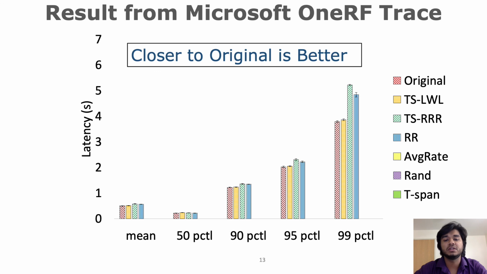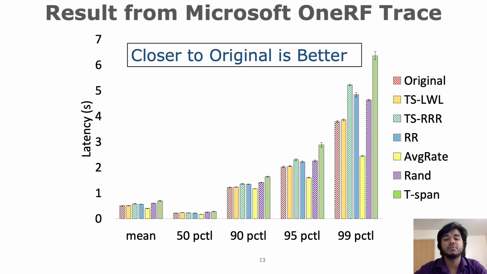TSRR and RR do not do as well compared to the TSLWL due to not considering the job size information. The poor result of average rate scaling comes from the failure to capture the short-term bursts due to poor choice of time interval. The performance of random sampling is also bad for not considering any of the properties while downscaling.